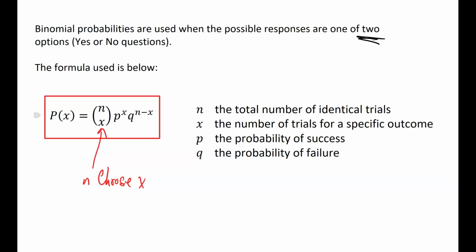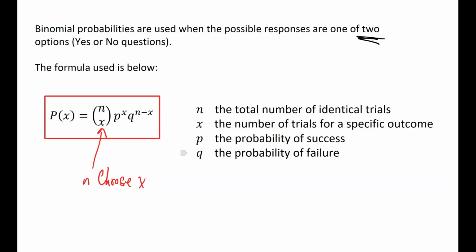Now over here I've listed what n, x, p, and q are. N is the total number of identical trials. X is the number of trials for a specific outcome, so either the yes or the no, or the success or the failure. P is the probability of success.